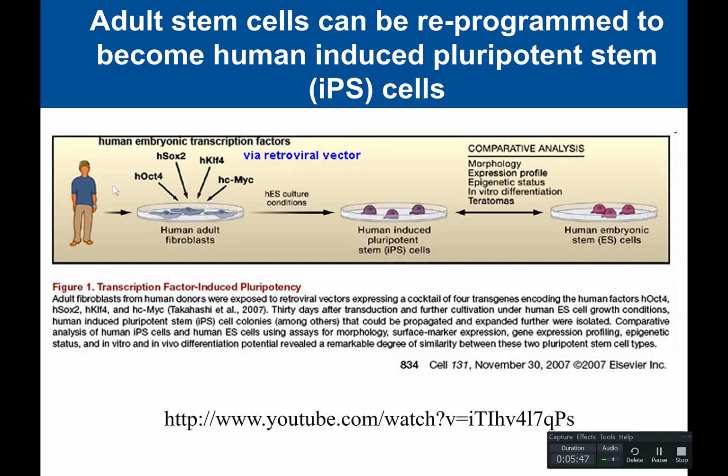So they look at things like morphology, so the shape of those cells, expression profile, so which genes are turned on or off, and does that match the embryonic stem cells, epigenetic status, so again, those are the marks on the DNA, in vitro differentiation, so can they give rise to all the different cell types, and then teratomas, which is basically to inject those into mice to see if they form these tumors that basically have multiple lineages in it, which shows that they are in fact pluripotent and they do have the ability to become any type of adult cell. And so I now have a video to show you about iPS cells.